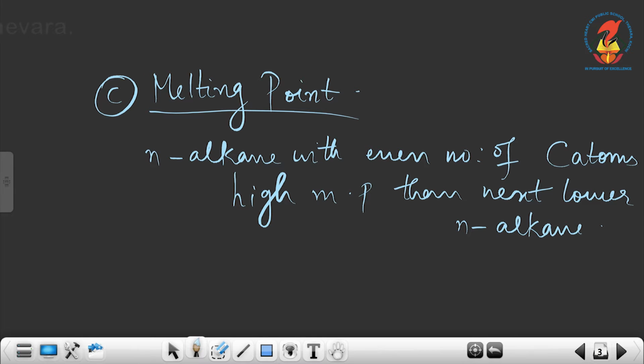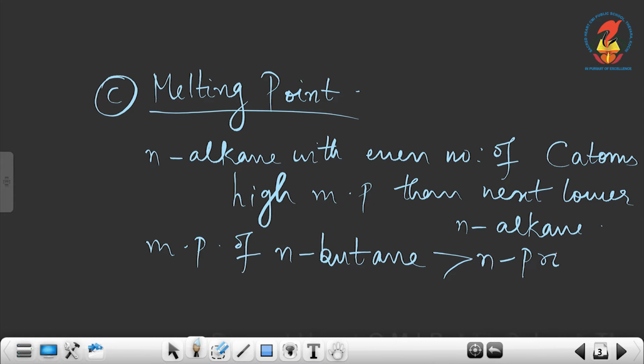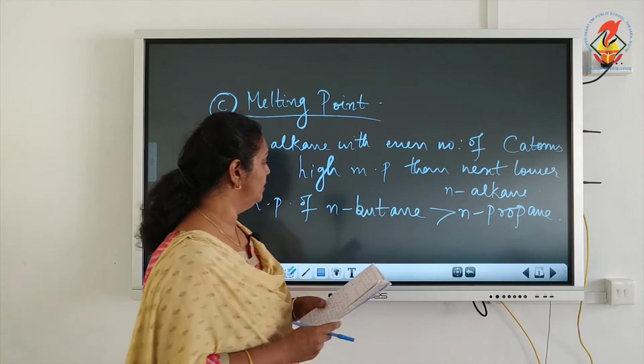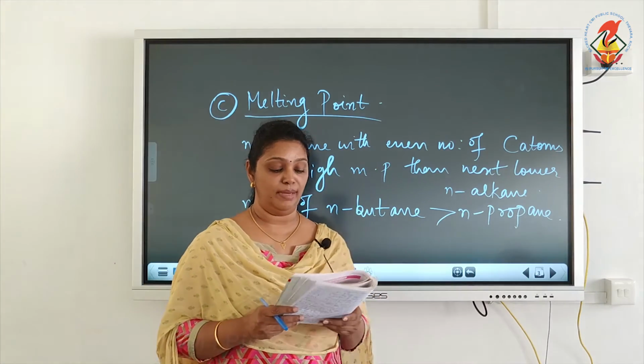For example, the melting point of normal butane will be greater than the next lower alkane with an odd number of carbons, which is propane. So, it will be greater than normal propane. Now, what is the reason for this variation in melting point?